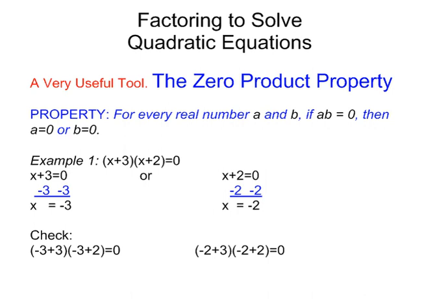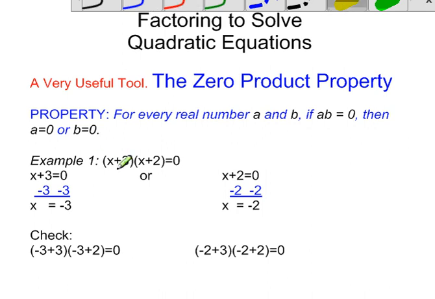The definition of the property: for every real number a and b, if a times b equals 0, then either a has to be 0 or b has to be 0. Okay, here in example 1, I've got x plus 3 times x plus 2 equals 0. In order for this to be true, either the x plus 3 or the x plus 2 must be equal to 0.